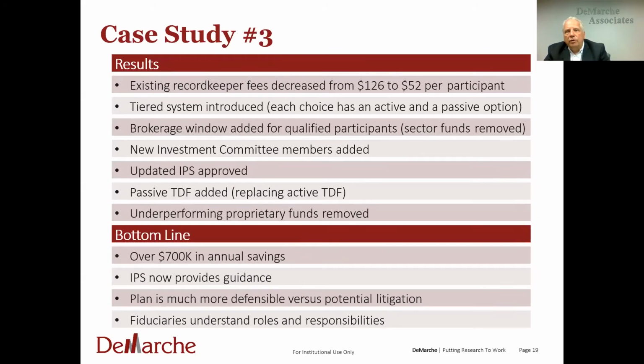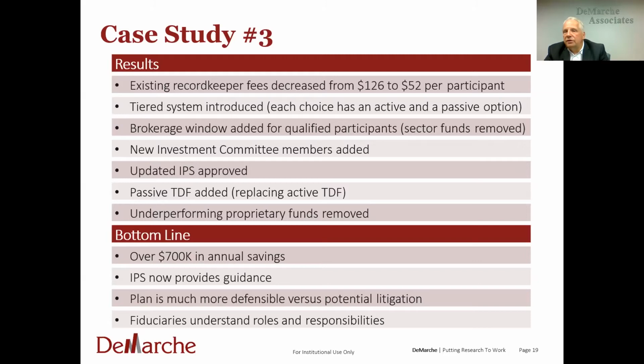The record keeping fees, in terms of results, were reduced. They weren't as dramatic as other examples we've talked about. We cut those by a little bit more than half, from $126 to $52 per plan participant. And what's really happening, as Craig alluded to, is we are doing these on a flat fee per participant basis, where in the past that was done in a way that wasn't very transparent and was based on revenue sharing and a lot of other considerations. A tiered system was introduced.